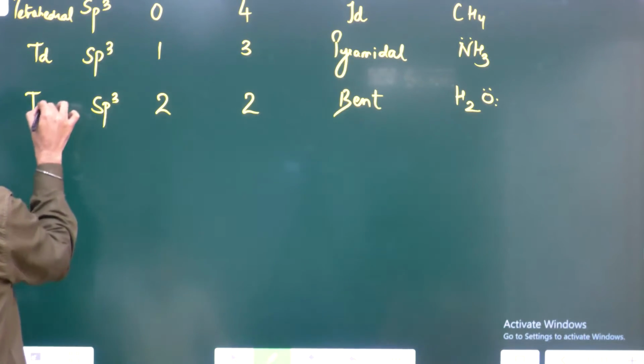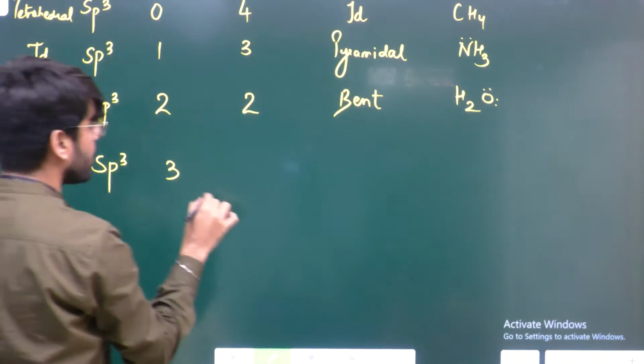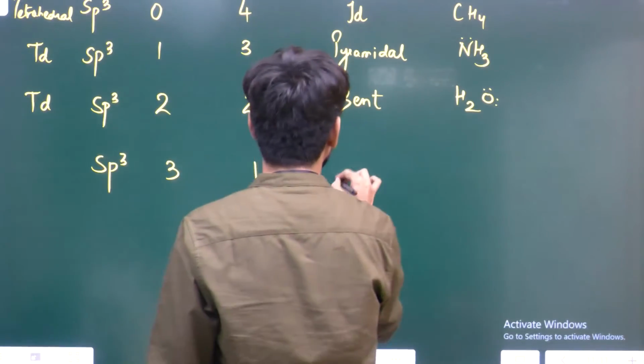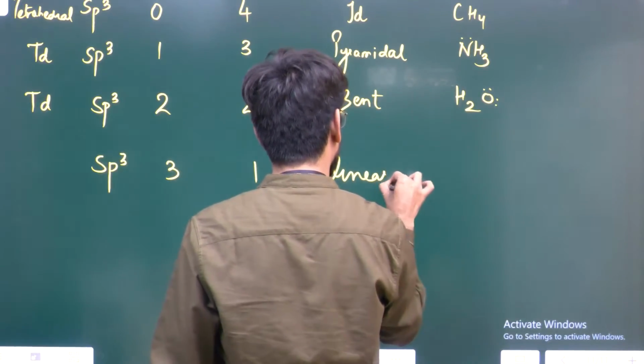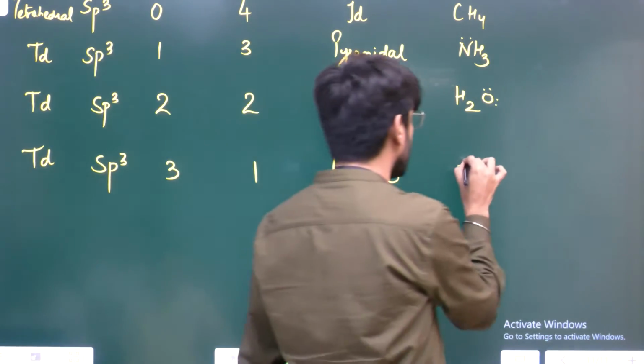And the geometry is still tetrahedral. Now again, the fourth case of sp3, this time 3 lone pair, 1 bond pair, the shape is linear, and the geometry is still tetrahedral. An example is HCl.